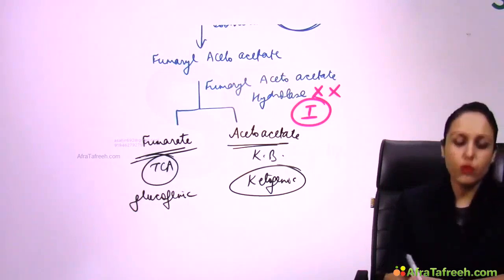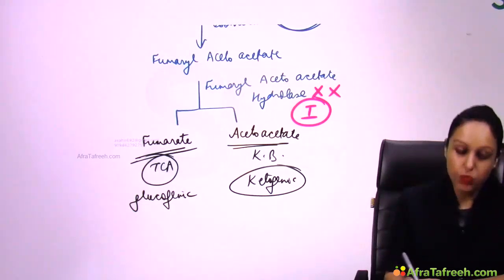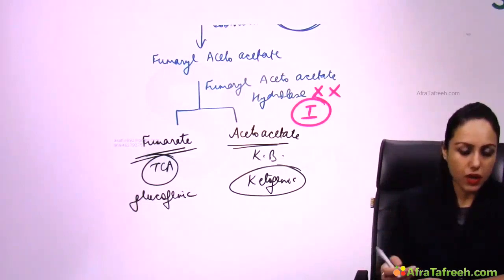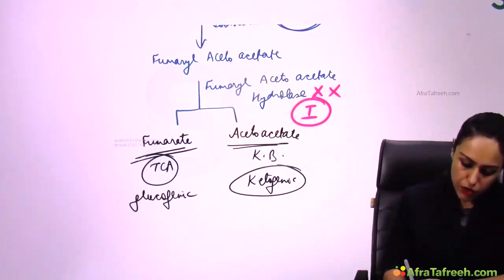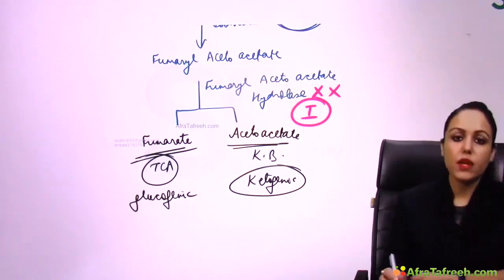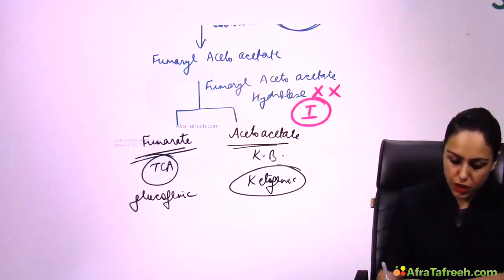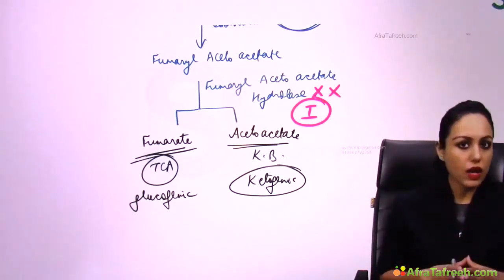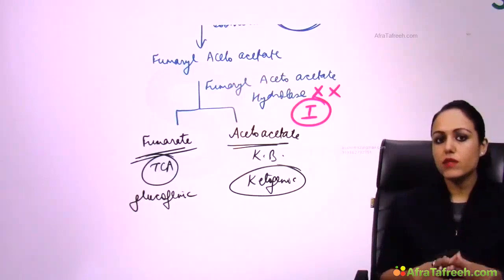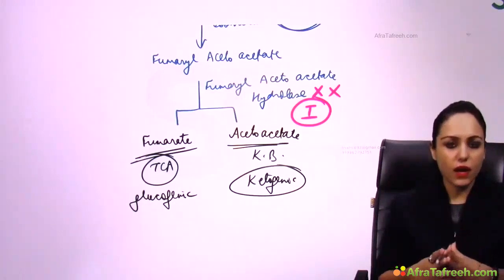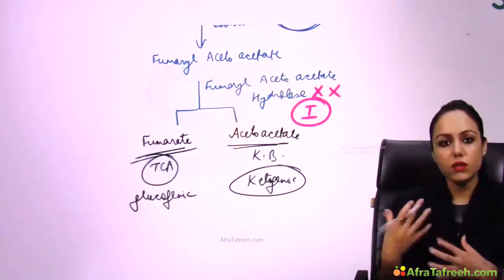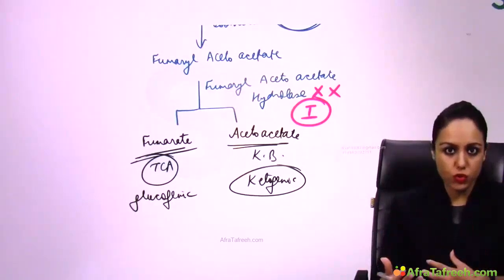When it is broken down to fumarate, which is a TCA cycle intermediate, because this amino acid is forming a TCA cycle intermediate in the end, it is a glucogenic amino acid. And when acetoacetate, that is a ketone body, is formed, it is a ketogenic amino acid. The catabolism of phenylalanine and tyrosine is the same, so both phenylalanine and tyrosine are in both categories, that is, they are glucogenic also, and ketogenic also, right?